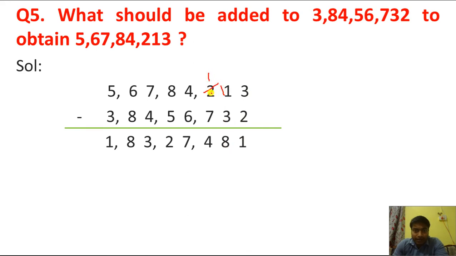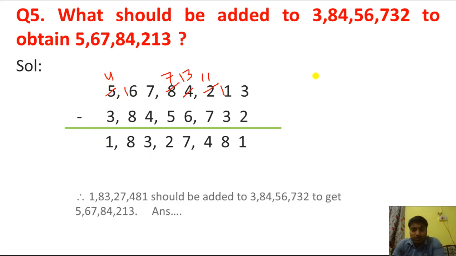11 minus 3 is 8. Now 1 is less than 7, so this will take borrow from this 4, so this will become 11 and this will become 3. Now 11 minus 7 is 4. Now 3 is less than 6, so 3 will take borrow from this 8, so this will become 13 and this will become 7. Now 13 minus 6 is 7. 7 minus 5 is 2. 7 minus 4 is 3. 6 is less than 8, so this will take borrow from this 5, so this will become 4 and this will become 16. 16 minus 8 is 8. 4 minus 3 is 1. Clear?